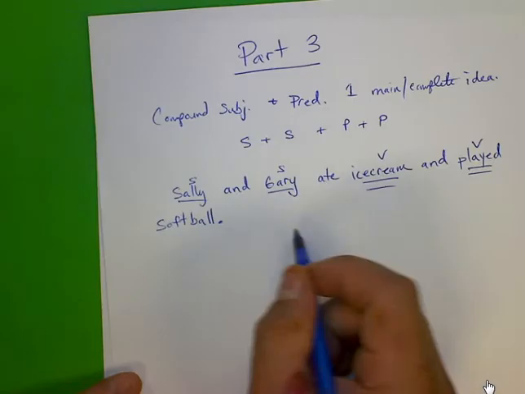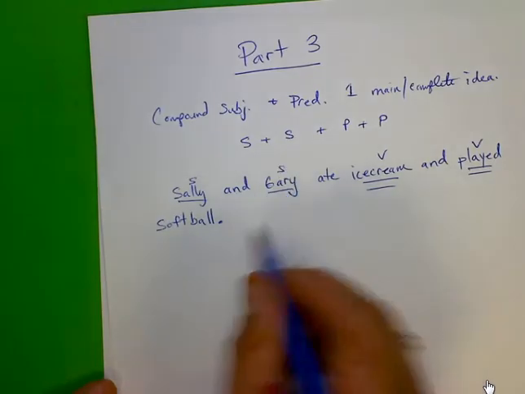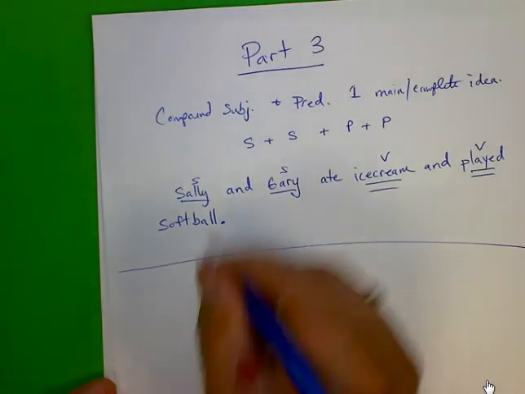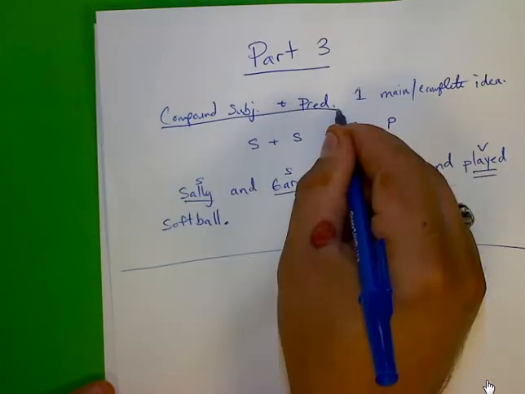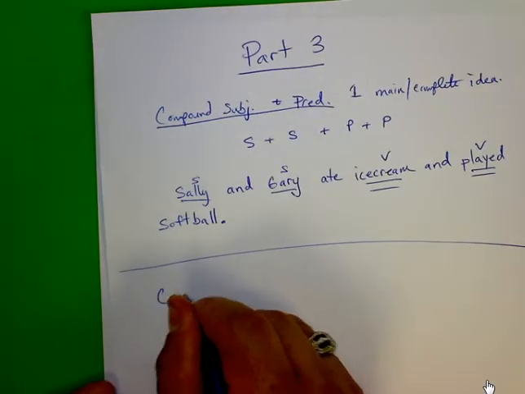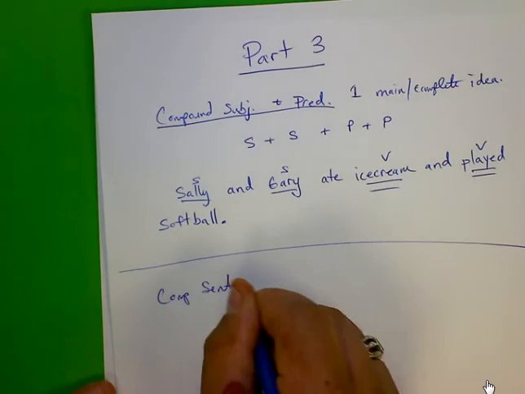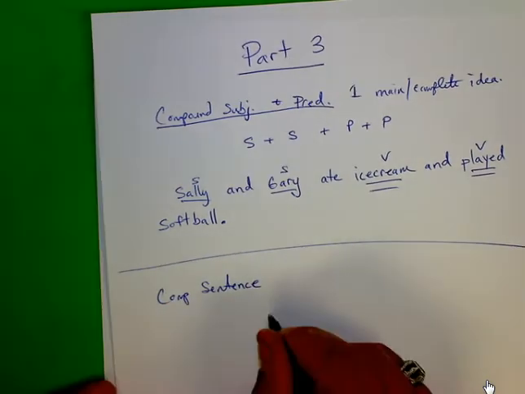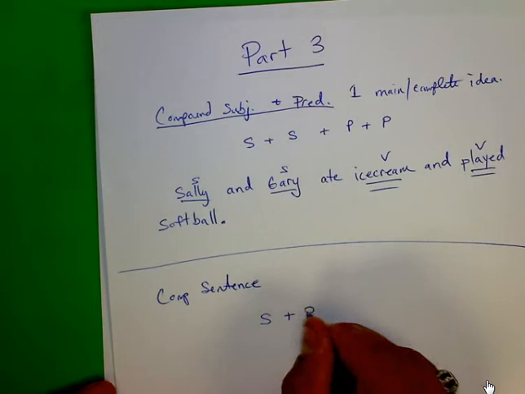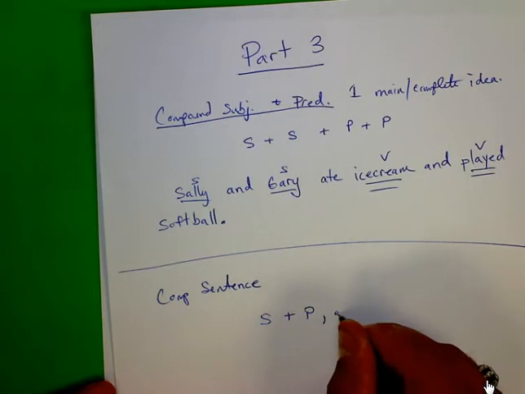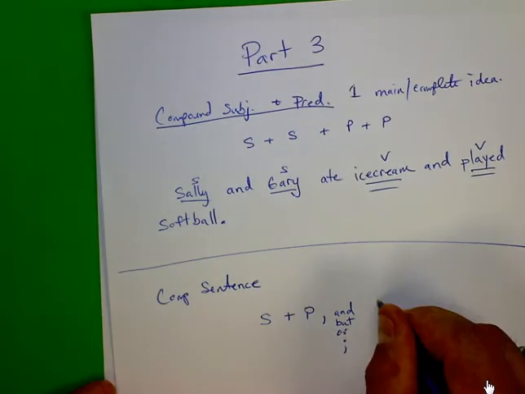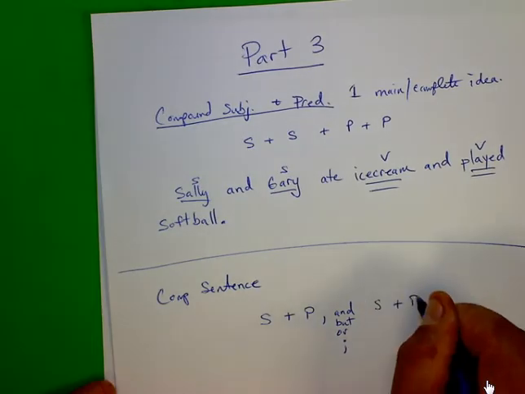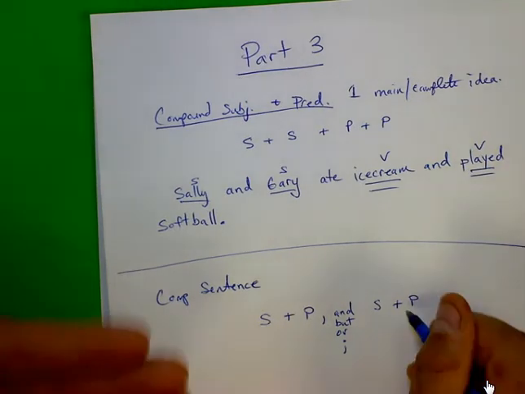Okay, so let's just compare this with the compound sentence. This is a compound subject and a compound predicate. Compound sentence, like we had over there, is going to look a little different. It's going to look like a subject plus a predicate, comma, conjunction. This could be and, it could be but, it could be or it could be a semicolon. And then we have a new subject and predicate.